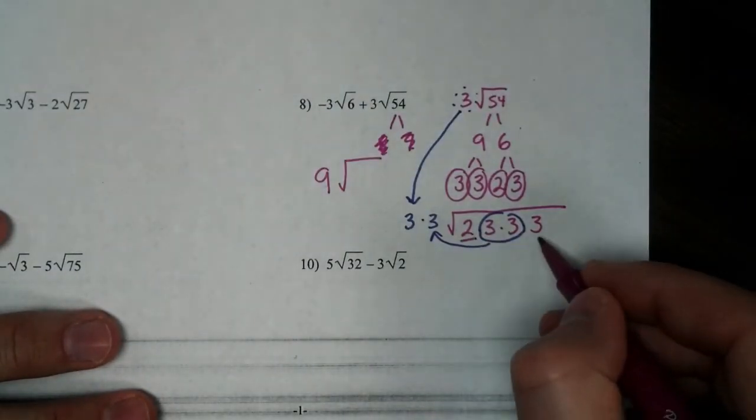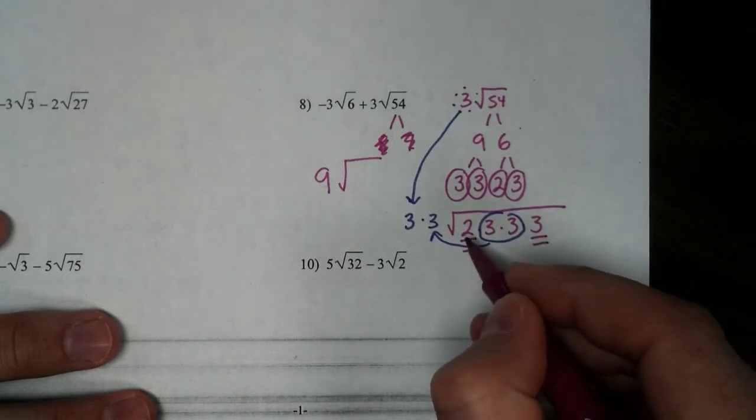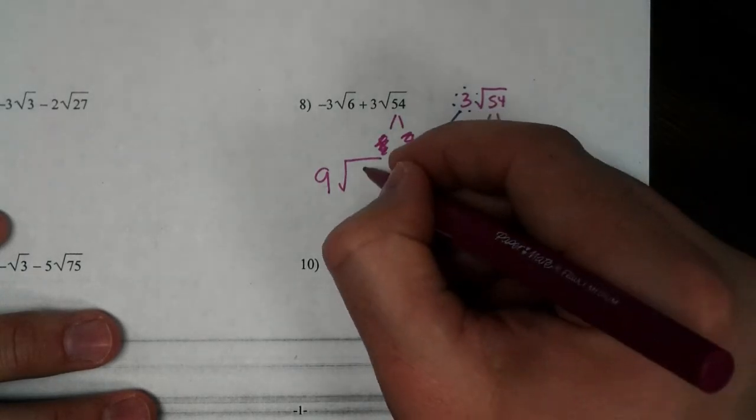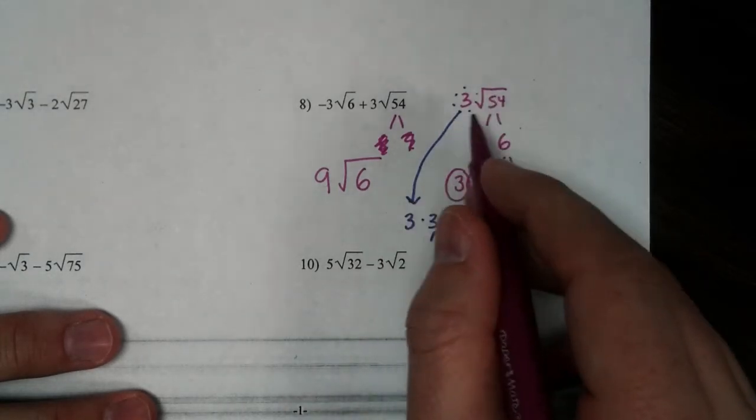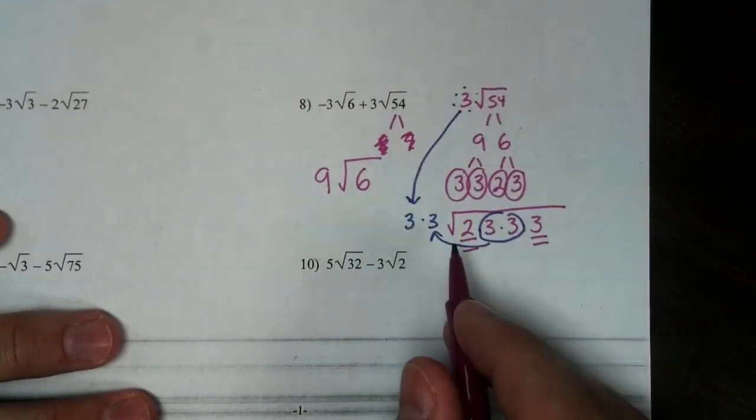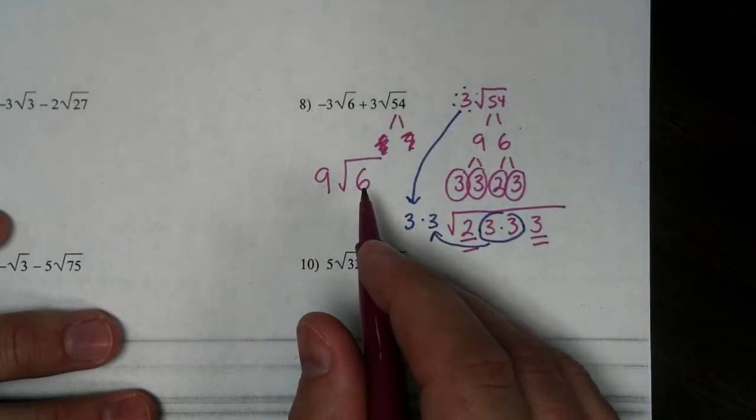And then what do we have left inside the radical? We have a 2 and a 3. Well, what's 2 times 3? 6. 2 times 3 is 6. So this right here, 3 radical 54, ended up becoming 9 radical 6.